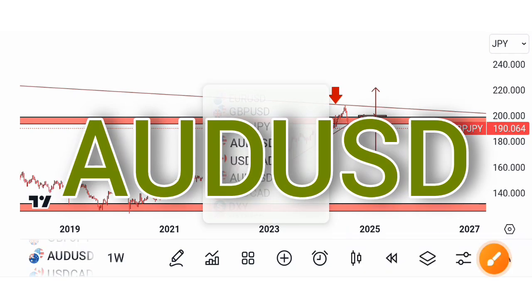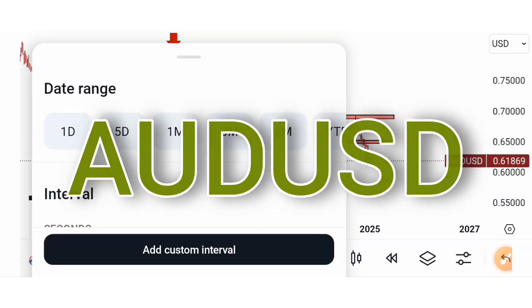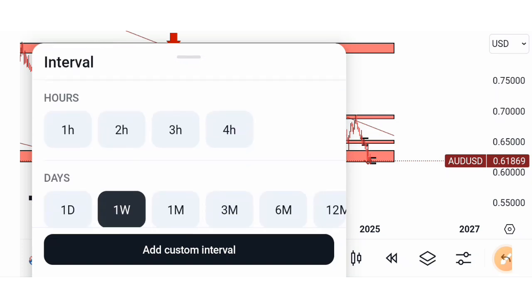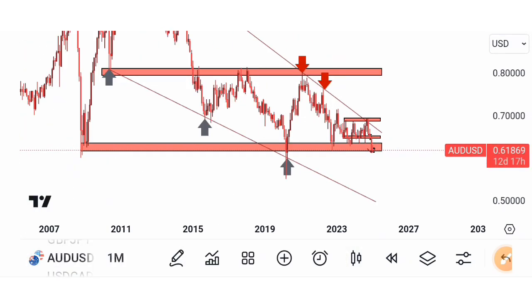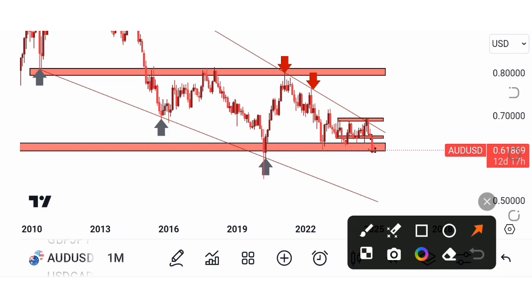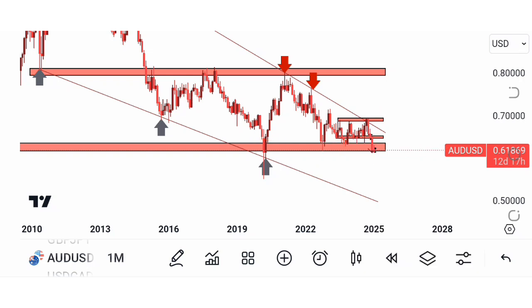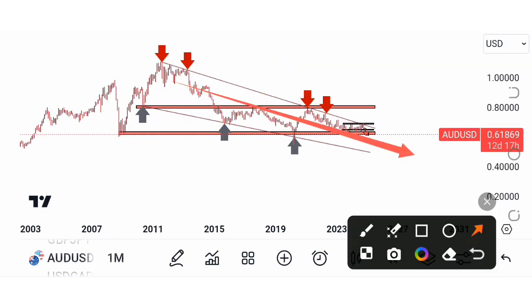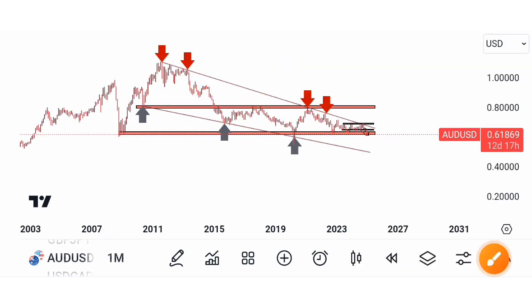Moving on to AUDUSD. I'm also bearish on this market, AUDUSD. If you go to the higher time frame, the monthly time frame over there, you can clearly see that the market has just broken below a very strong area of support. As you can see, we did have a support over here, support and support over there. Now the market has broken below. Also, as you can tell, the market is in a bearish trend. But that's not why I am bearish on this market.